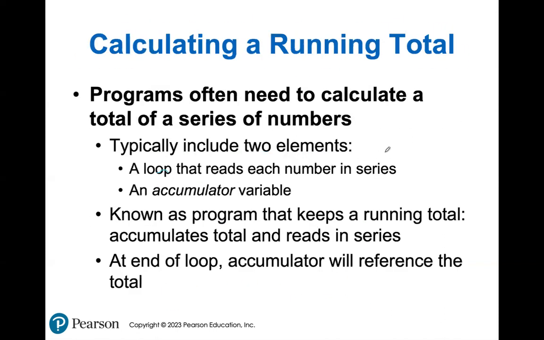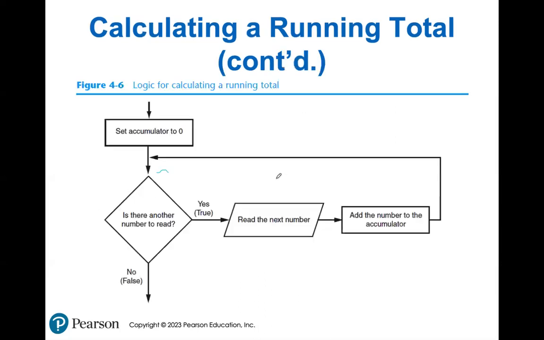You can also calculate a running total of a series of numbers. Usually when you do that, you have to include a loop that's going to read each number in your series, and then you need an accumulator variable, which is just a fancy word for your total. You have to keep that total running, and it needs to always be present in your loop. Let me show you an example of that with a flowchart.